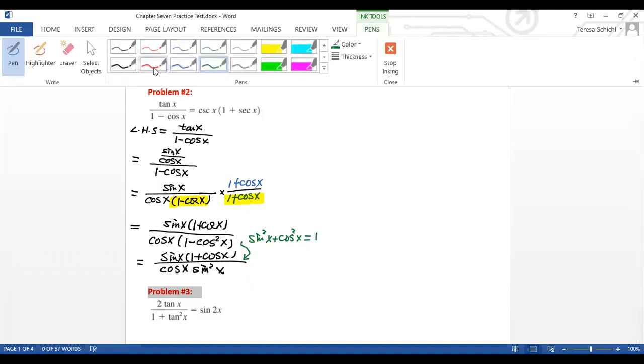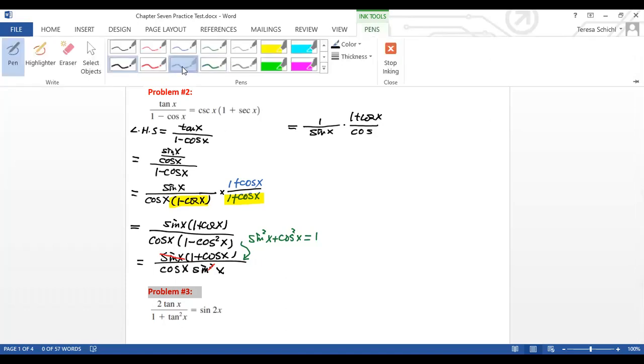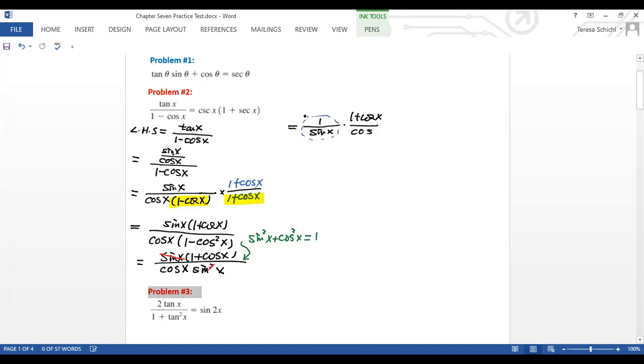Did you see something good? Yes, on top I have a sine and on the bottom a sine squared, so I cancel and get 1 sine x left. Then I have a cosine x, then I have 1 plus cosine x. Now you look at your final answer and say, hey, this one is pretty good. This is equal to the cosecant x, and I still have 1 plus secant x.